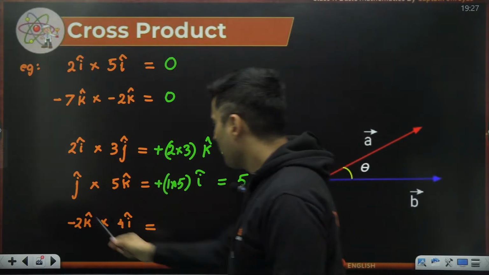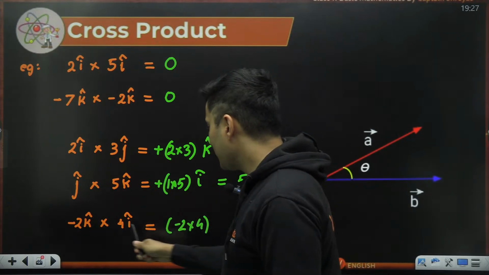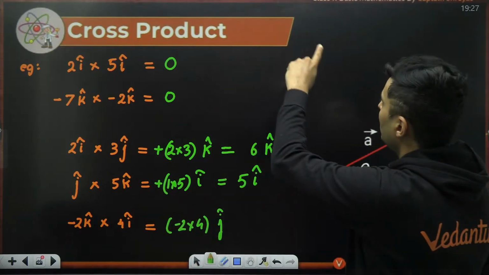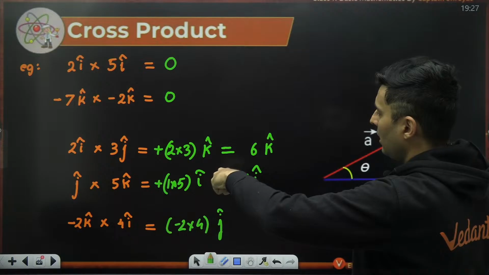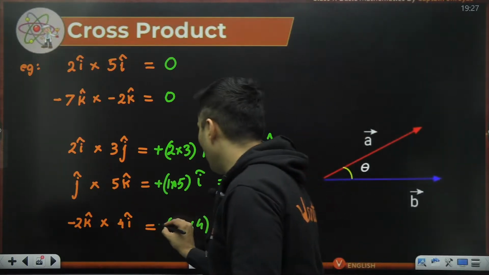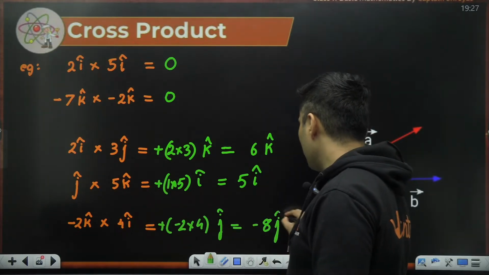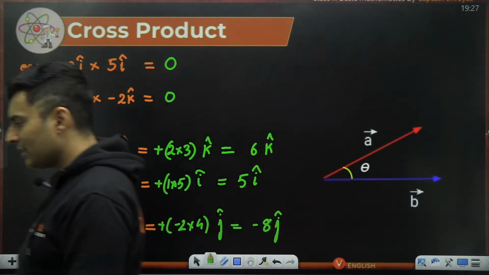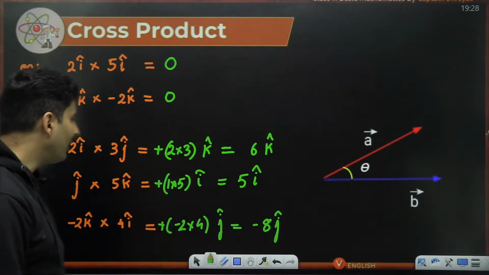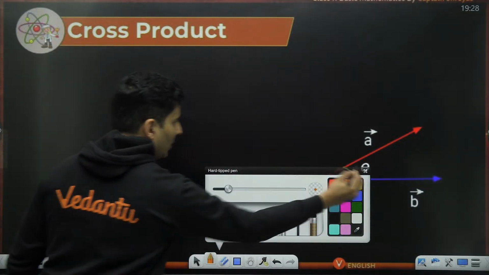Next thing. Minus 2 into 4. K is there, i is there, that means j is not there. K into i, k, i, j, k. K into i is clockwise only, positive. So it will be positive j cap. So this will be minus 8 j cap. Just check this out. Minus 8 j cap. So many students forget that i, j, k. So be very careful. Sir, let's do more difficult questions, sir. Okay.